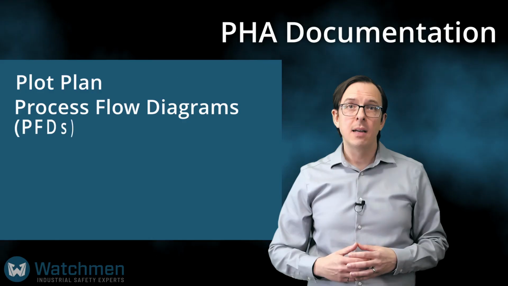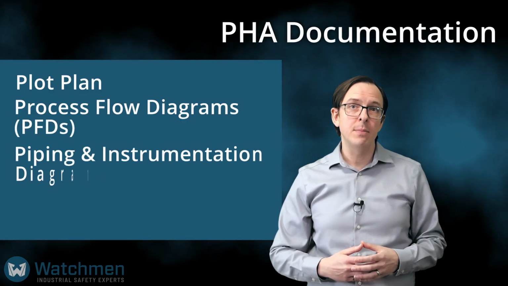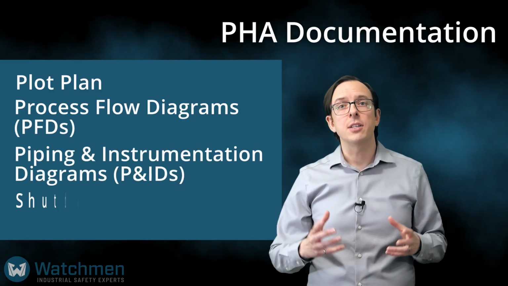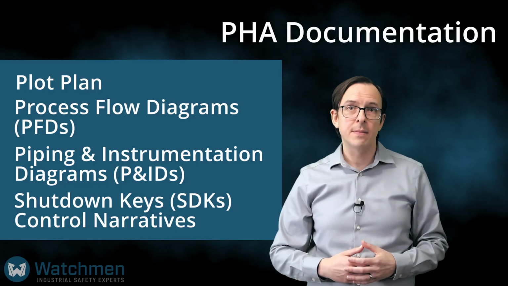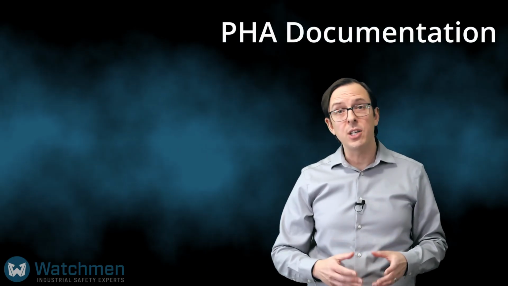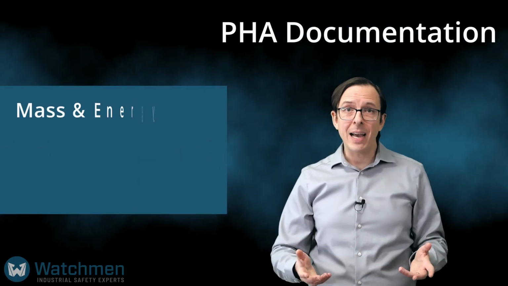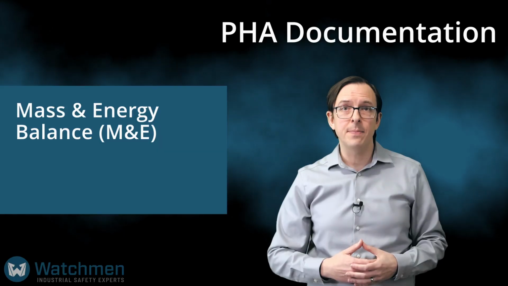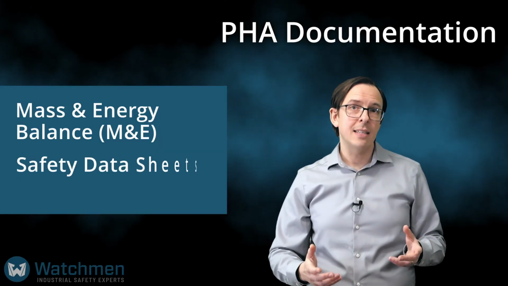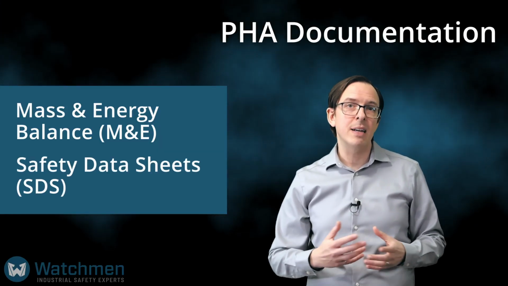Information required to support the session includes the plot plan, process flow diagrams, piping and instrumentation diagrams, and control documents such as shutdown keys and control narratives. Other useful information may include the mass and energy balance and/or an understanding of the system, and safety data sheets and/or knowledge of the substances present in the system.